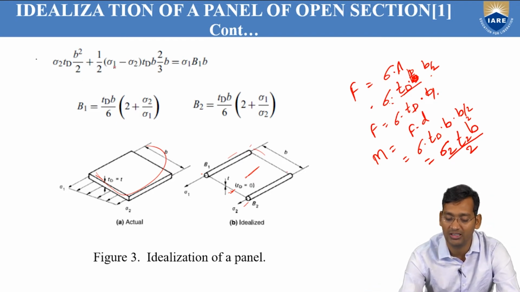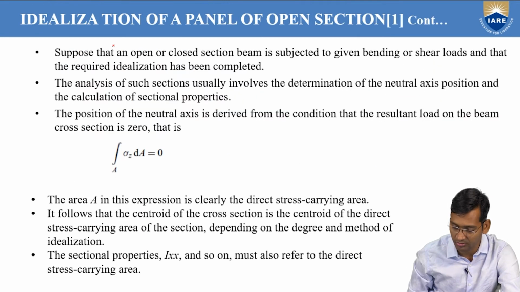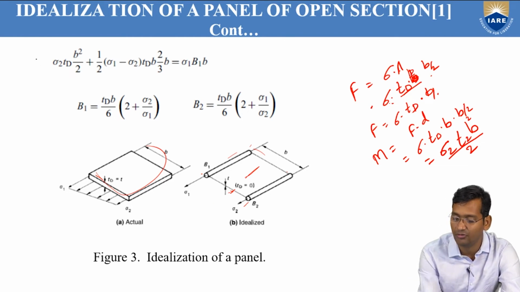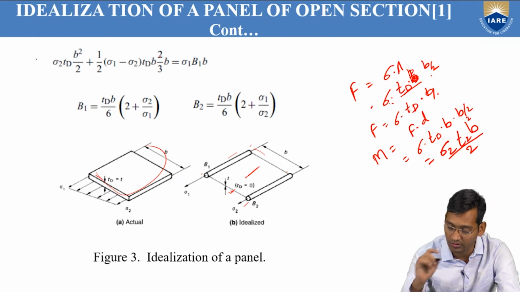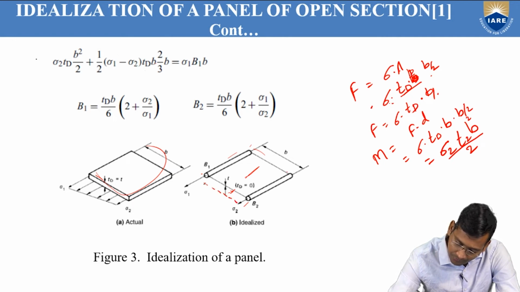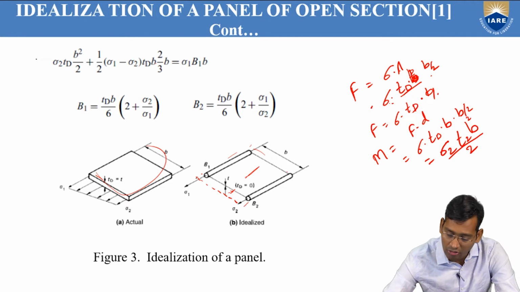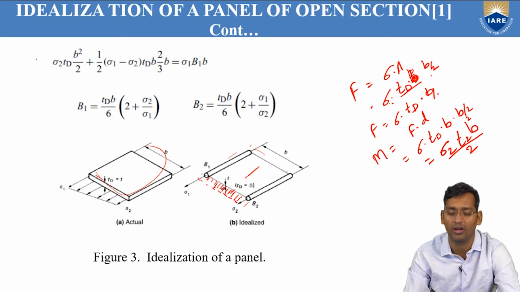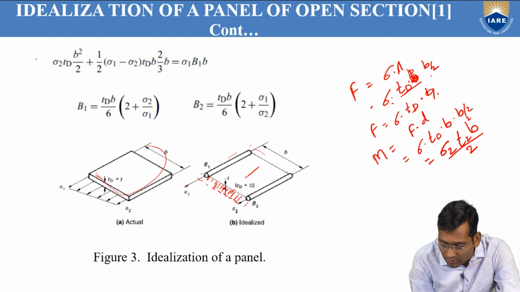Similarly, for this one also, you can see sigma 1 minus sigma 2, whatever the difference will be, because both are not the same. In this figure you can see the difference is there. So for the actual one, that difference into T B into 2B by 3. Let's see how you will find this, because the difference is there and we have to find it. First take this one. This is a rectangle, so you can see this as a uniform load, and for a rectangle we just found it acts at the centroid, that is at B by 2.